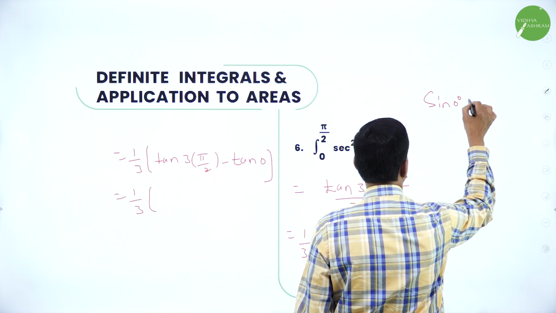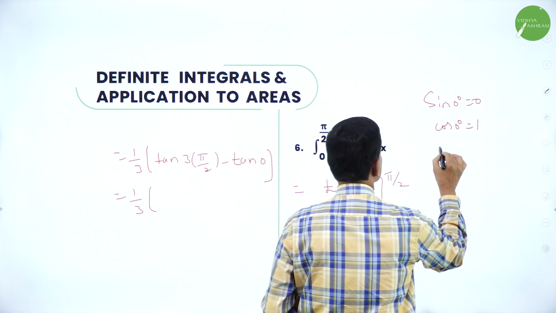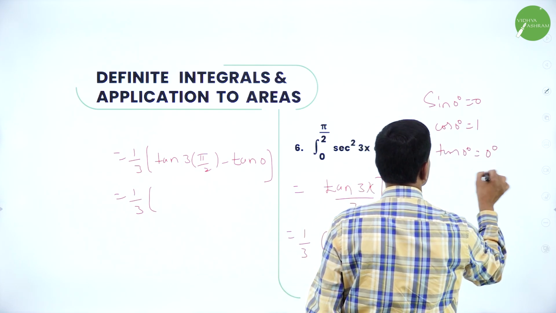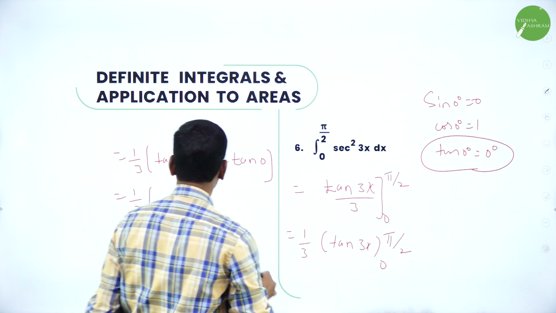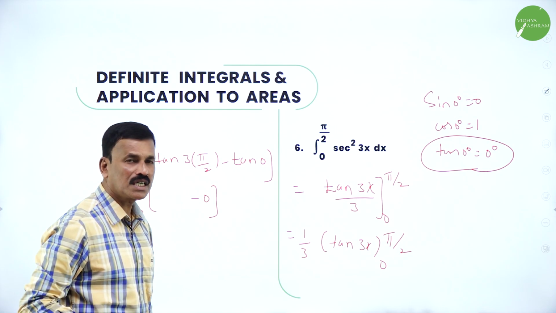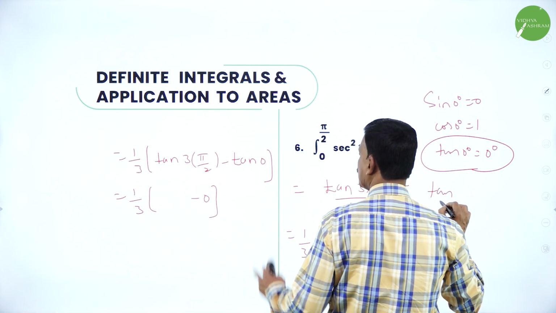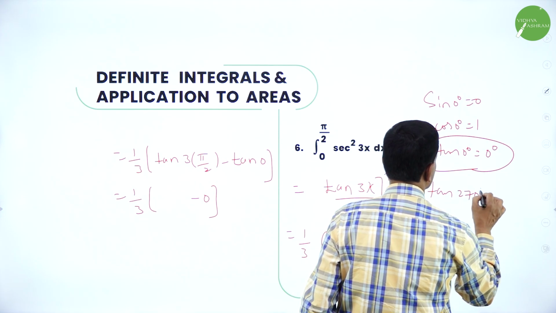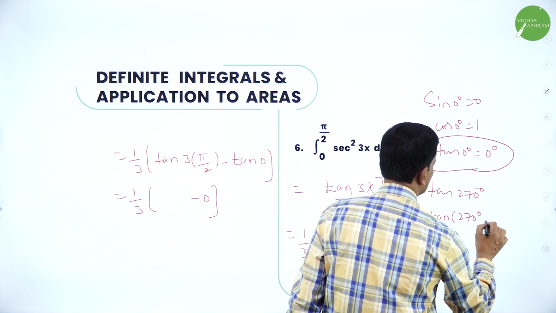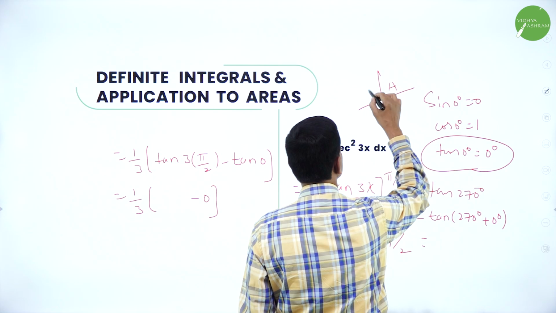What is sin 0? Sin 0 is 0, cos 0 is equal to 1, and tan 0 is 0 by 1, which is 0. So here tan 0 is equal to 0, and tan of 3 times pi by 2. Pi by 2 means 90. Tan of 90 into 3 is tan 270 degrees. What is tan 270? Tan 270 can be written as tan of 270 plus 0. So this is 270 plus theta.